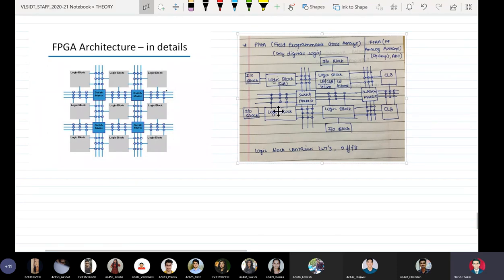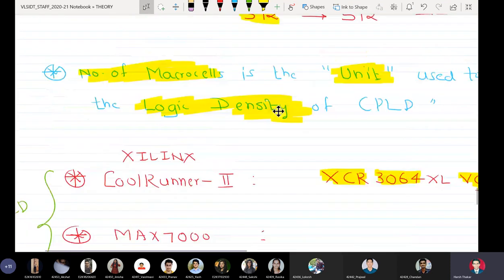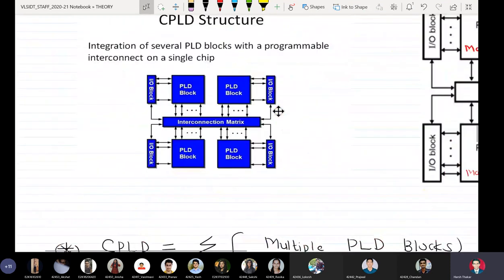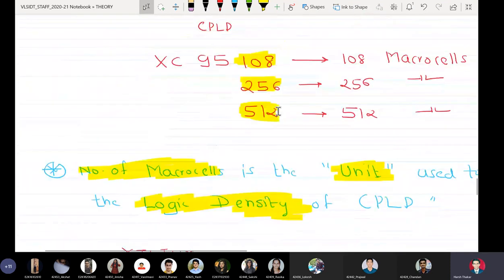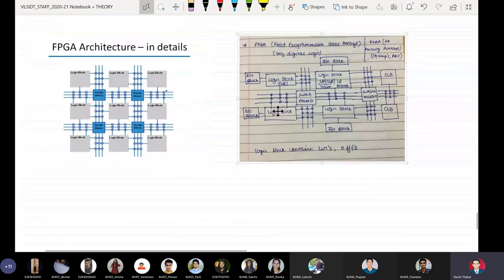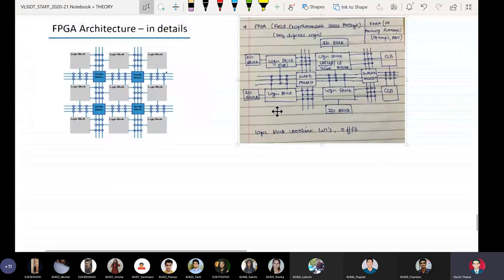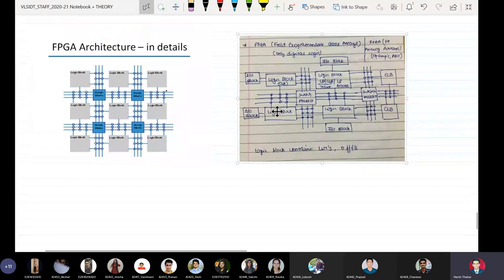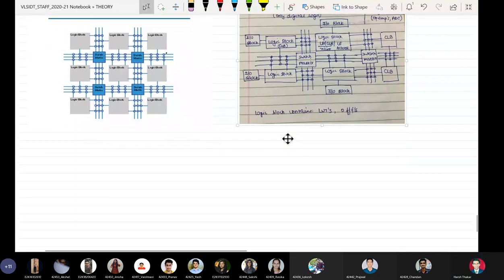So we can say that the right side diagram can be chosen over the left side, because in the left side diagram the IO blocks are not shown. Whether it is a CPLD or an FPGA, the IO block is a compulsory element in the architecture. Okay, so we can write important points about this here.